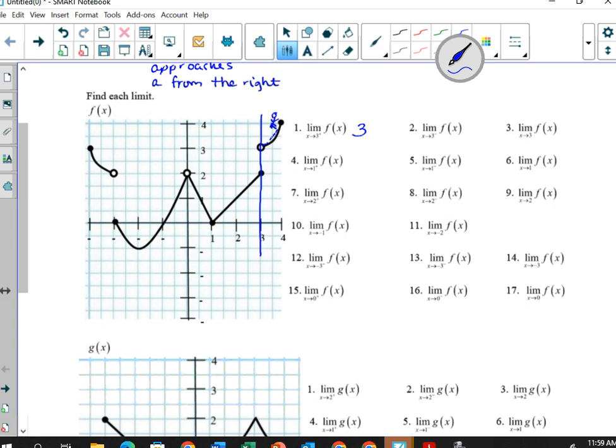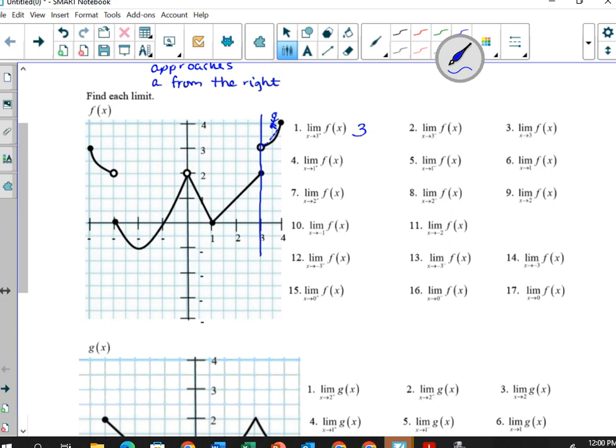It says from the right. So just follow the line from the right side of the wall until you run into the wall. It's not included, it doesn't matter. What are you approaching? Not what does it equal there, but what are you getting really, really close to? Okay, that's still a y value.